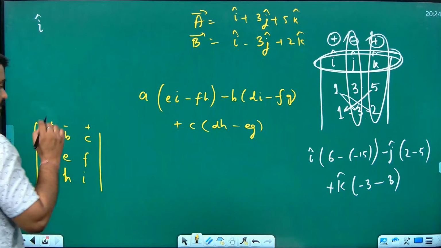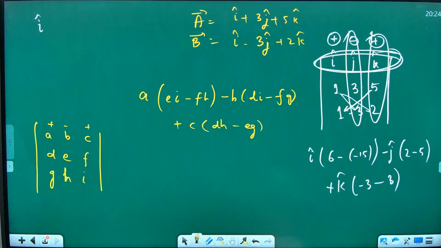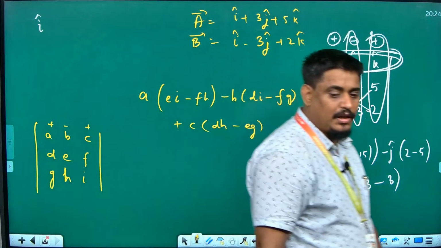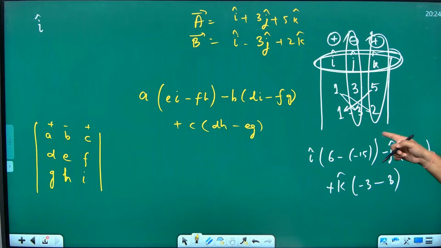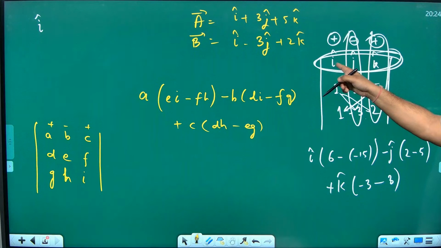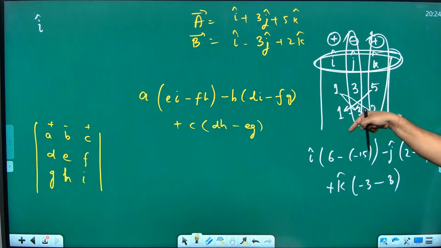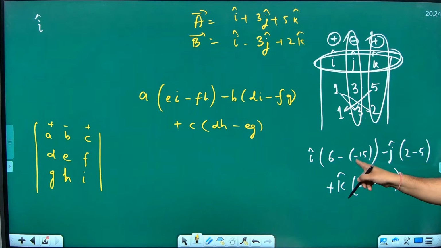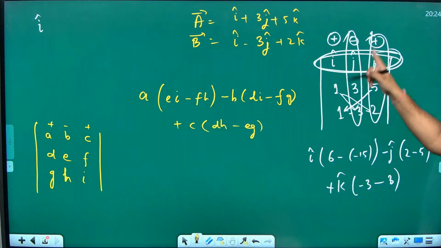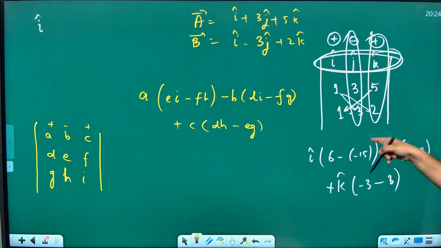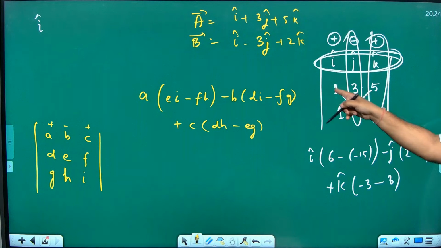Tell me Thambi, second minus B மட்டும் negative இருக்கும், வேற ஒன்றும் இல்லை. Now relate with this. Here when I wrote I cap, then it will be 6 minus this 2, minus 15. So only I wrote this. When I wrote J cap, it will be 2 minus 5. When I wrote K cap, 3, actually minus 3, minus 3. Got it? Easy way of getting the vector product.